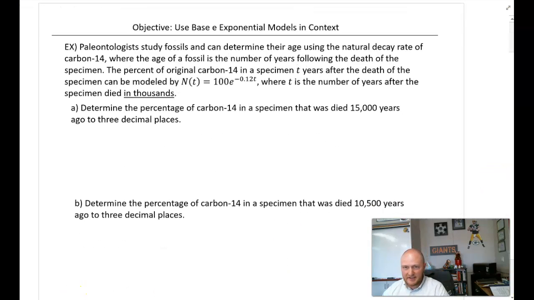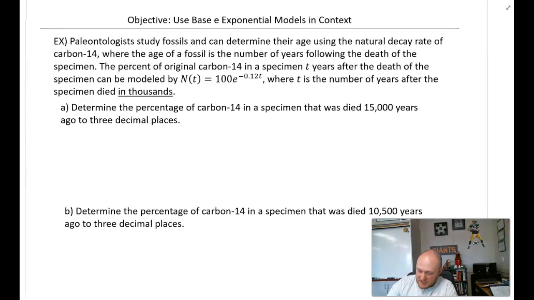Okay, here is the second example, and in this example we are given another context about a base e formula. Paleontologists study fossils and can determine their age using the natural decay rate of carbon-14, where the age of a fossil is the number of years following the death of a specimen. The percent of original carbon-14 in a specimen t years after the death of the specimen can be modeled by the function N of t equals 100 e to the power of negative 0.12 t, where t is the number of years after the specimen died in thousands. In thousands, and that's very, very important. We'll talk about that in a second.